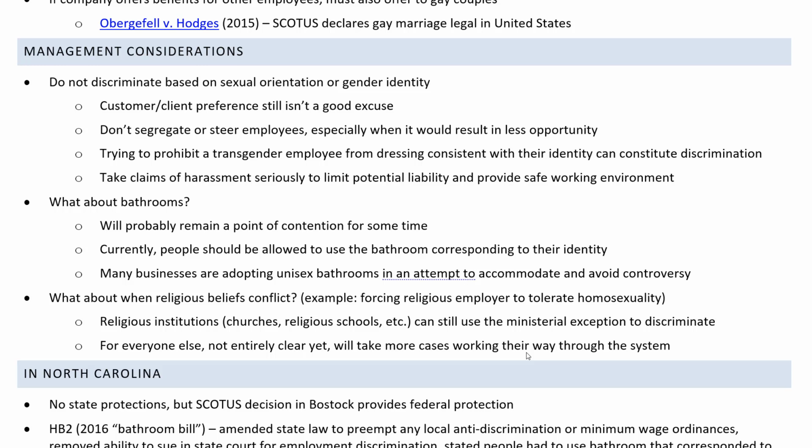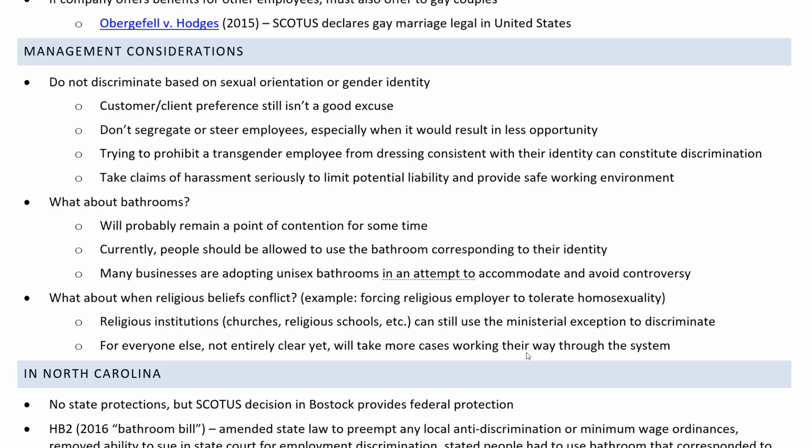So that could lead somebody to either segregate or steer employees, saying, well, okay, you can work here, but we're going to keep you in the back. You're not going to have a client-facing job. Or, we're not going to put you in certain geographical districts because it's less tolerated there, that kind of thing. And that is the kind of thing that can potentially get you in trouble, especially when it would result in less opportunity for growth or income or whatever it might be.